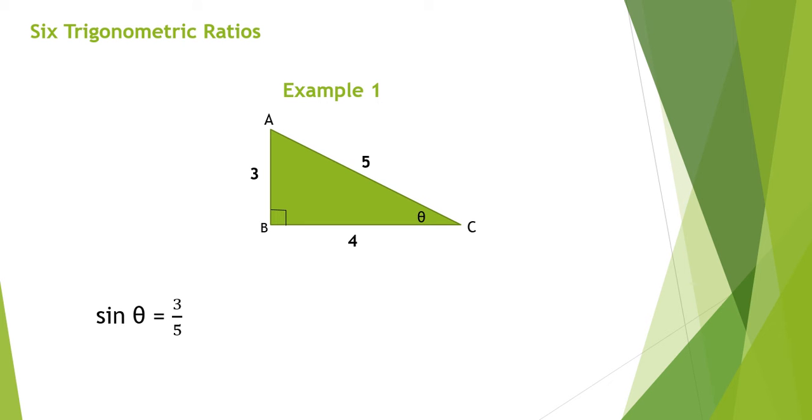Since in the figure, the adjacent side of theta is equal to 4, and the hypotenuse is 5, therefore cosine theta is equal to 4 over 5, while tangent is equal to opposite over adjacent. And using the figure above, the opposite side of theta is 3 and the adjacent is 4. Therefore, tangent theta is equal to 3 over 4.